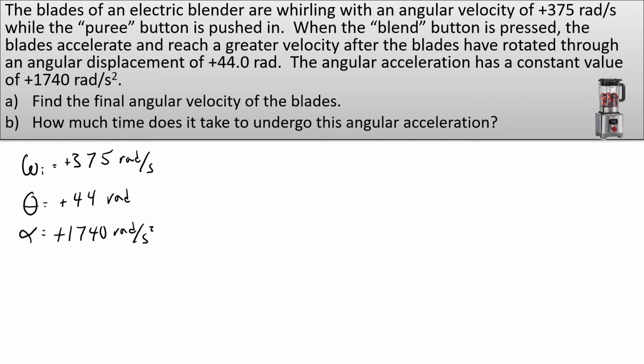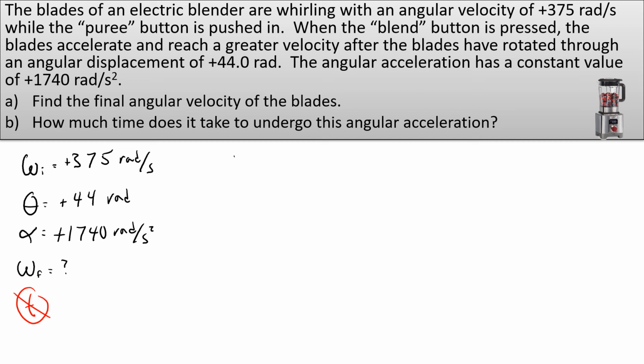The first part, A, looks for the final angular velocity. So we are looking for an equation in our list that does not have t in it. If we see an equation with t, we don't want it. So you could pause the video here, and if you were stuck, maybe this is a good clue. Which equation would you use that doesn't have t?